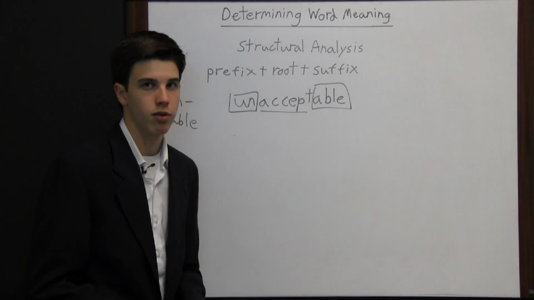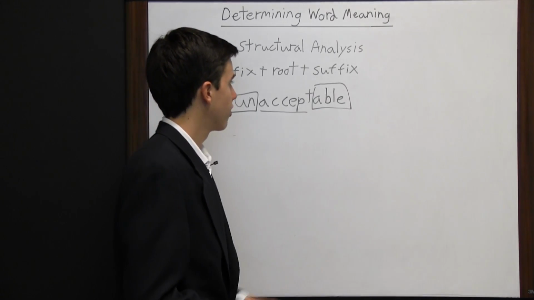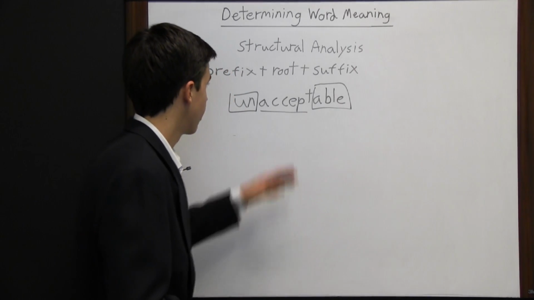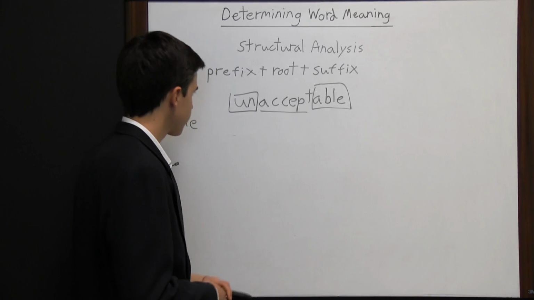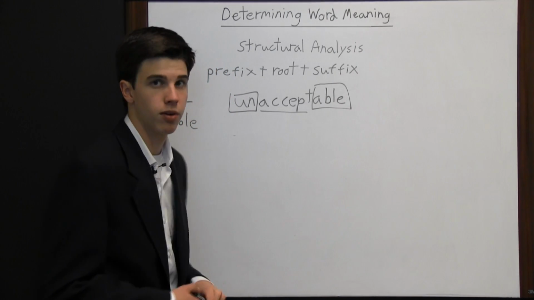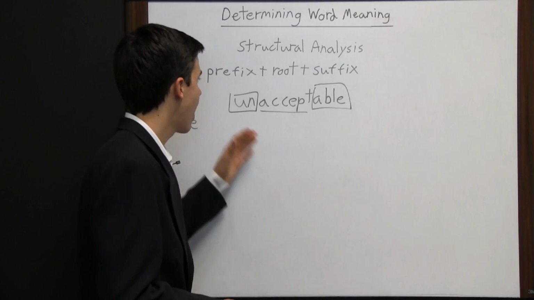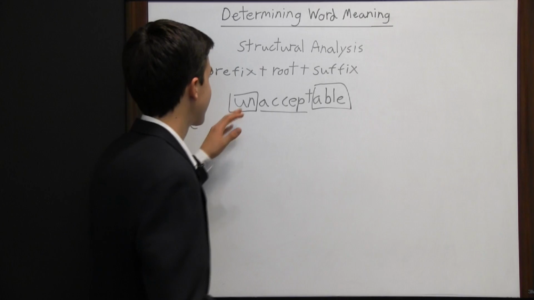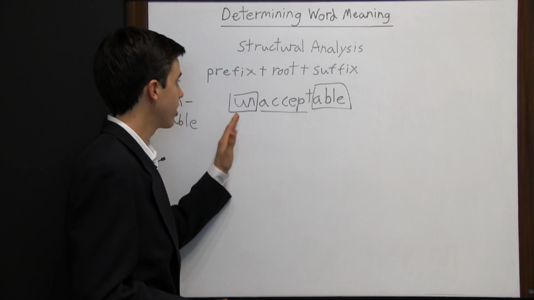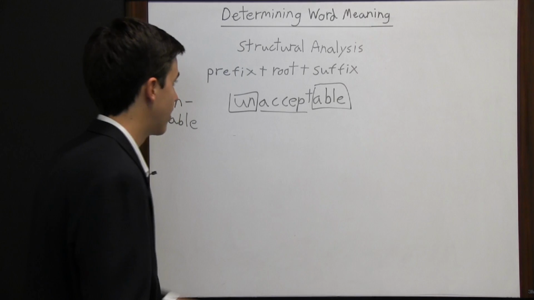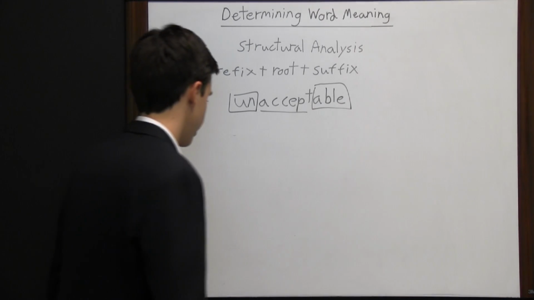So say you didn't understand what unacceptable meant. Well, you could look at able, and you know that means able pretty much. And so you know acceptable must mean able to accept. Well, un, you know, means not, from words like unprofessional, because unprofessional means not professional. It means the opposite of. So you know that un means not acceptable. It's something that's not able to be accepted. So thereby, using the prefix and the suffix of the word and knowing the meanings of those, the reader can determine the meaning of the word unacceptable.